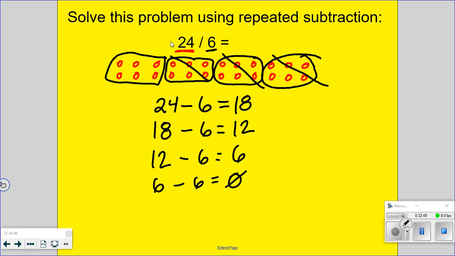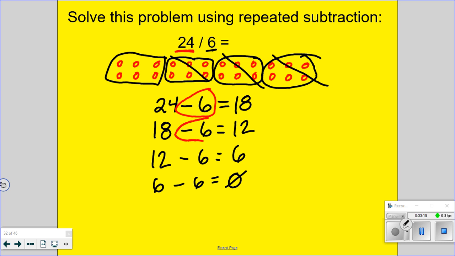The hard part of repeated subtraction is figuring out how many groups you made. Here's a strategy I like to do. I didn't do it on the last one, but here's a good strategy. When I go back and count my groups, I'm going to include that minus sign, because I knew when I was subtracting, I was getting rid of a group. So circle minus 6. There's one of my groups.